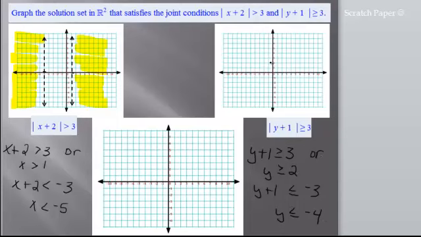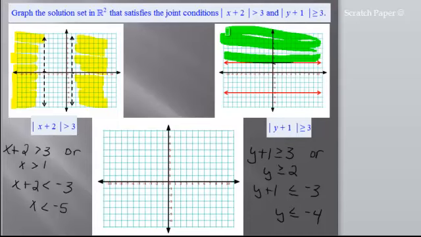We need to go to where y equals 2, where y equals negative 4, and we're going to draw some solid horizontal lines. There we go. We have our solid horizontal lines at y equals 2 and y equals negative 4. Now this says y is greater than or equal to 2. That means we want to shade everything above this line. This one says y is less than or equal to negative 4. So that would be everything below this line.